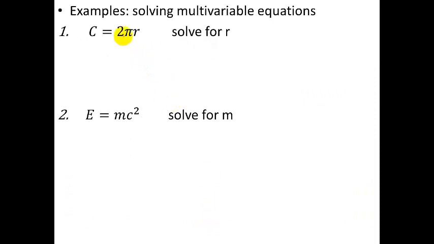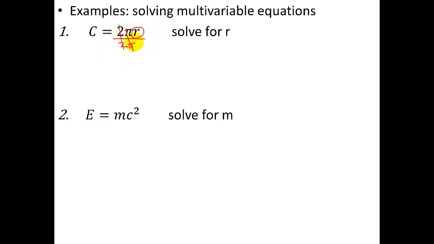Alright, here's some examples. Solving multivariable equations. So this first equation, circumference equals 2 pi r. This is the circumference of a circle. So let's solve the equation for r. Suppose you know the circumference and you're looking for the radius. Well, here's the r. To solve for r, we want to get r by itself, so we need to divide by 2 pi. If we divide by 2 pi, the 2's cancel and the pi's cancel.